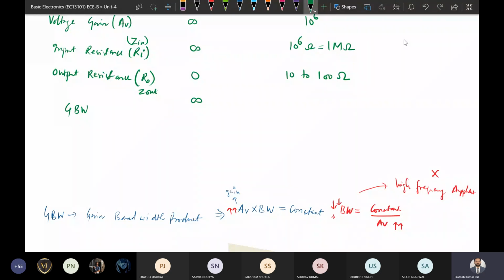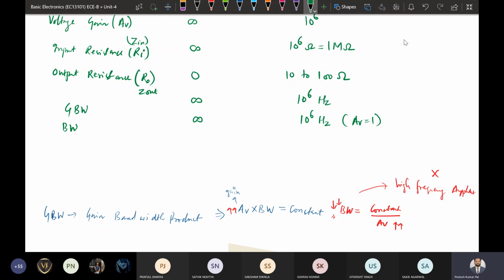So the gain bandwidth product is considered to be infinity in case of the ideal one, but in case of the practical one it is 10 to the power 6 hertz, because gain has no unit and bandwidth has the unit of frequency. That's why it is 10 to the power 6 hertz. And bandwidth, in case of an ideal operational amplifier, is also considered to be infinity, but in case of the practical one it is 10 to the power 6 hertz. This is the case when gain is 1. If gain is 1, then bandwidth is considered to be infinity.